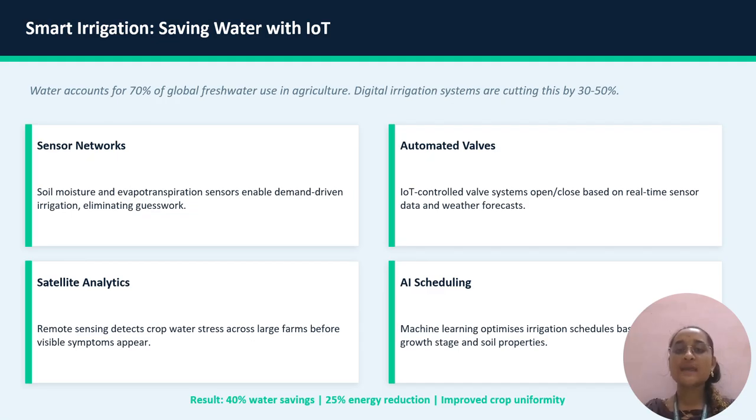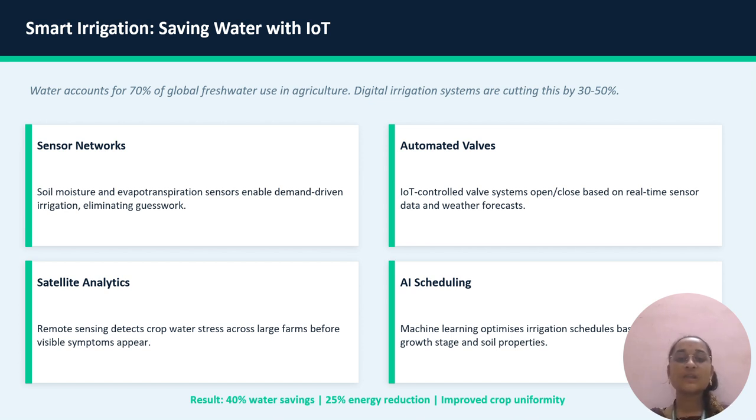And the fourth one is AI scheduling. AI decides the best time and amount of irrigation based on crop type, growth stage, and soil conditions. And the results and benefits are 40 percent water saving, 25 percent energy reduction, and better, uniform growth.